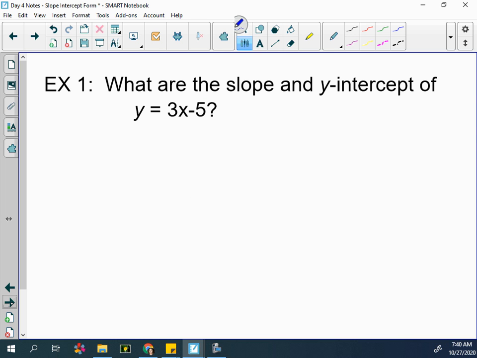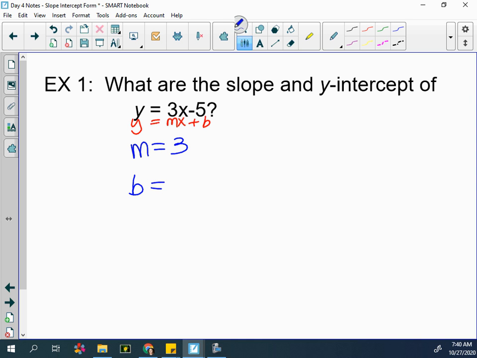So let's just identify what are the slope and the y-intercept of this equation. If you want to go ahead and write m equals, b equals, write down what numbers represent the slope and the y-intercept. And if it helps you, write the format either above or below it. Okay, so m is always multiplied by x, so I can see here that 3 is my m.